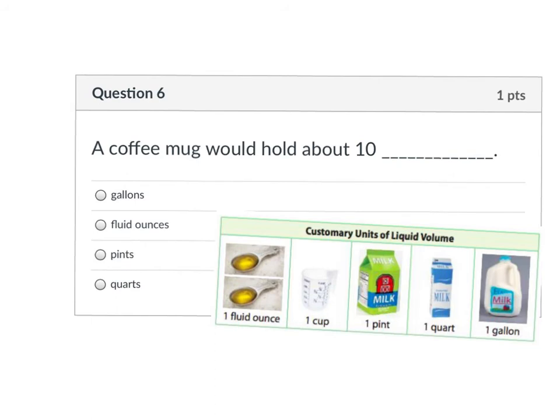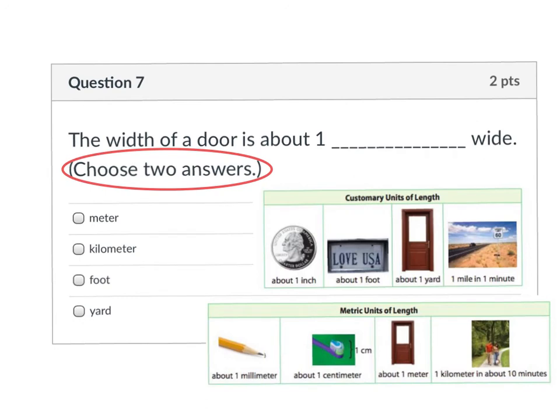water. A coffee mug would hold about 10 blank. So in your A1 notes, you have these benchmarks, and so we can think about what would make sense. A coffee mug, would that hold 10 gallons, 10 fluid ounces, 10 pints, or 10 quarts? In this case, fluid ounces makes the most sense.